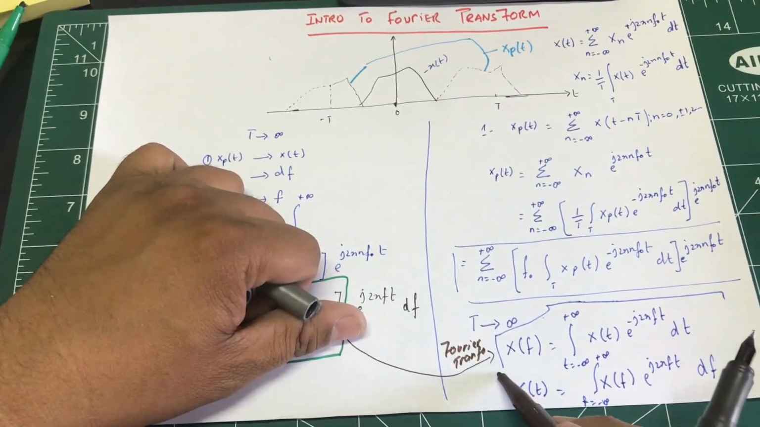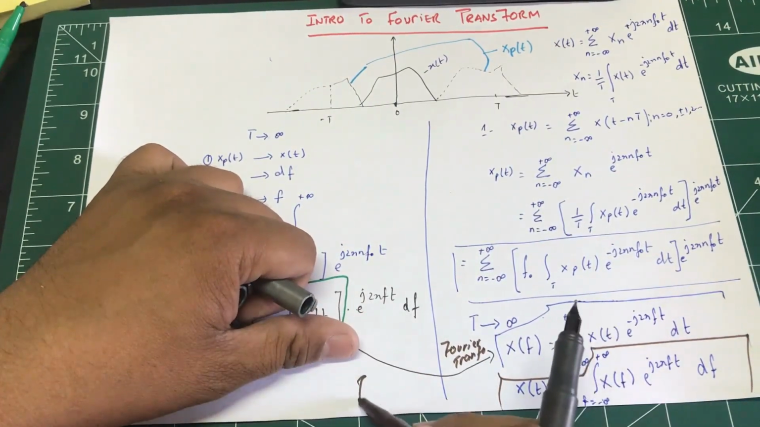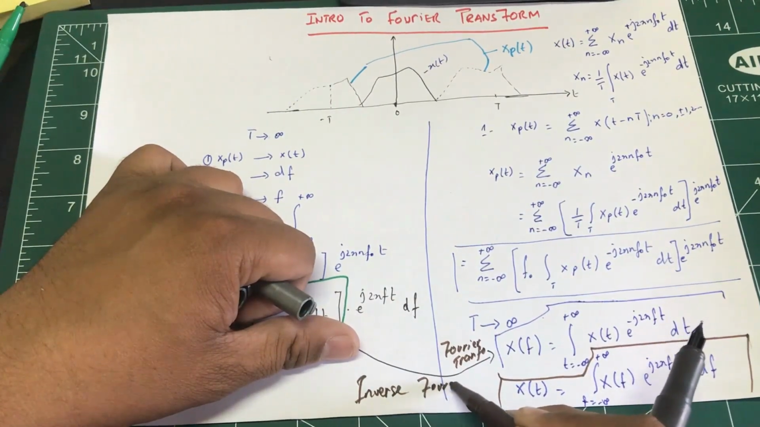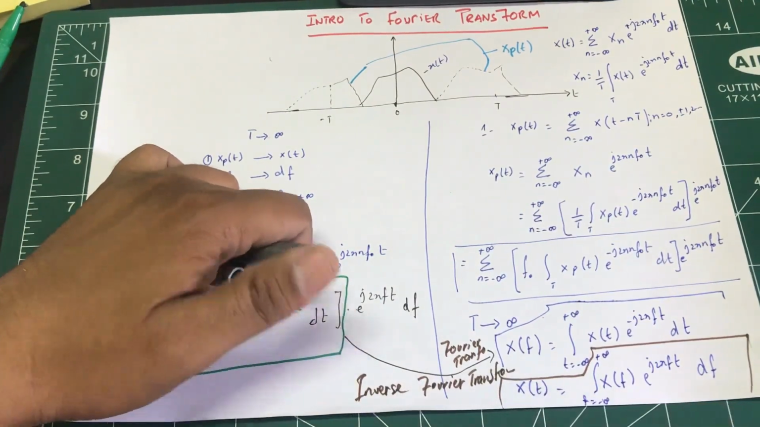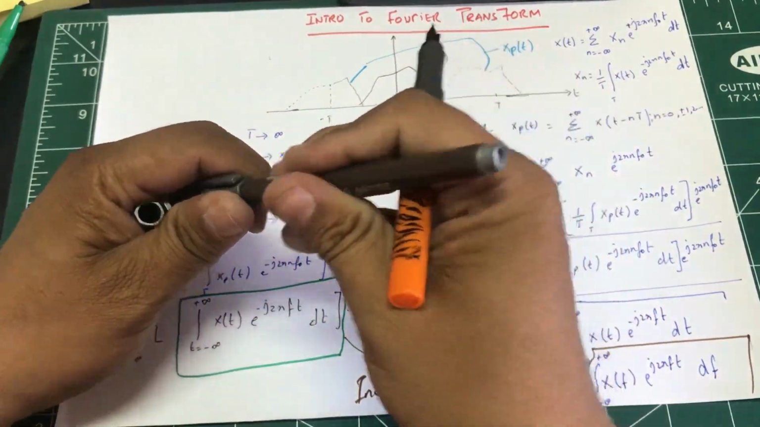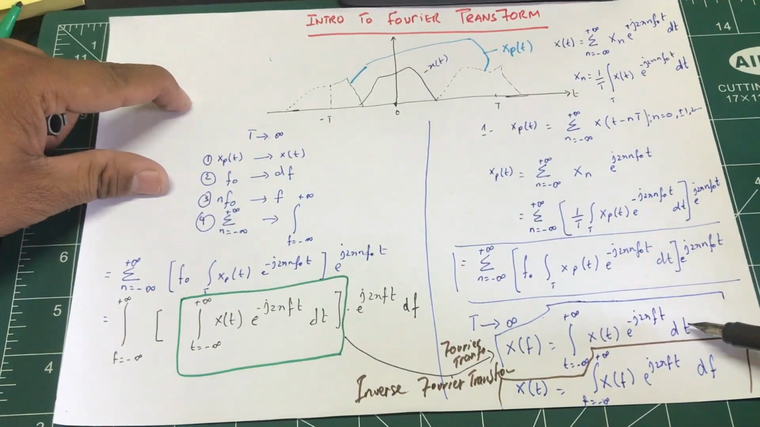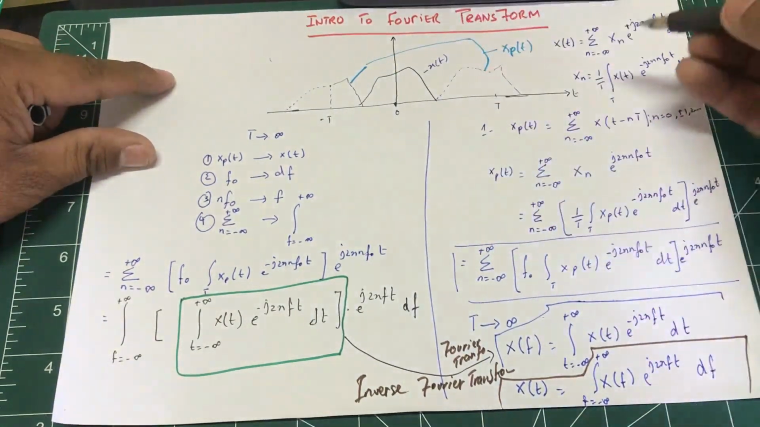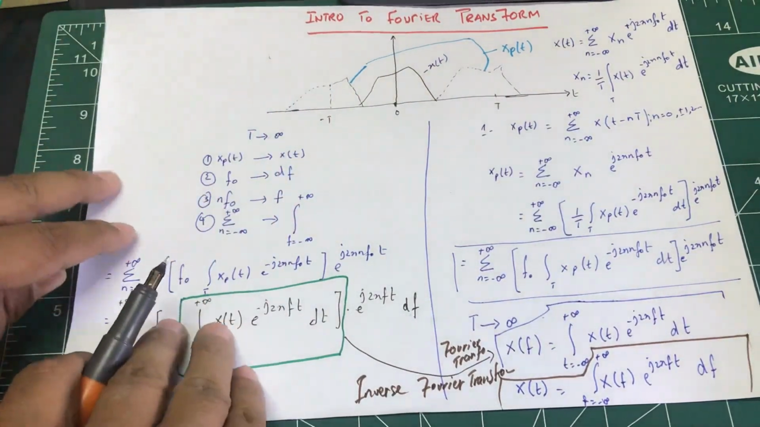So this is the definition of the Fourier transform, and this is the inverse Fourier transform. This is the definition of the Fourier transform. This is the definition of the inverse Fourier transform. We came through from the Fourier series. You probably have seen it the other way of looking at it.